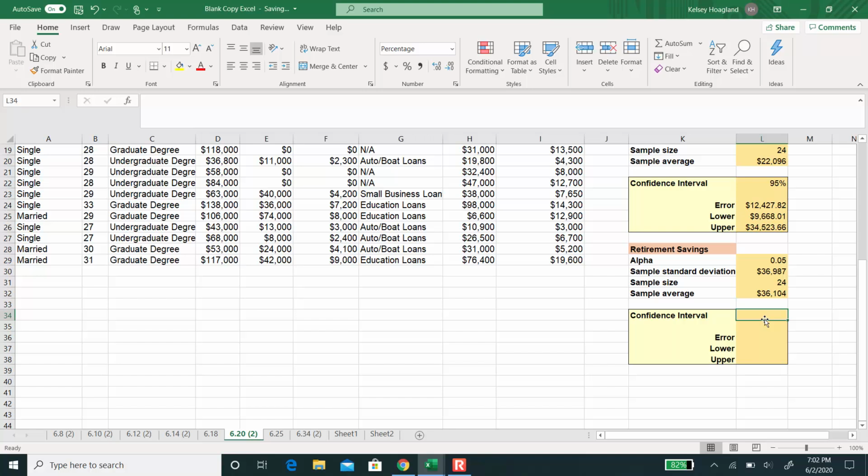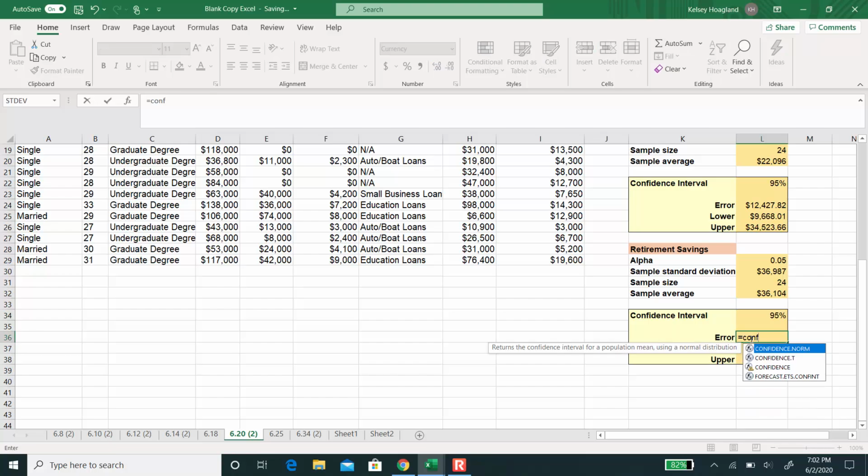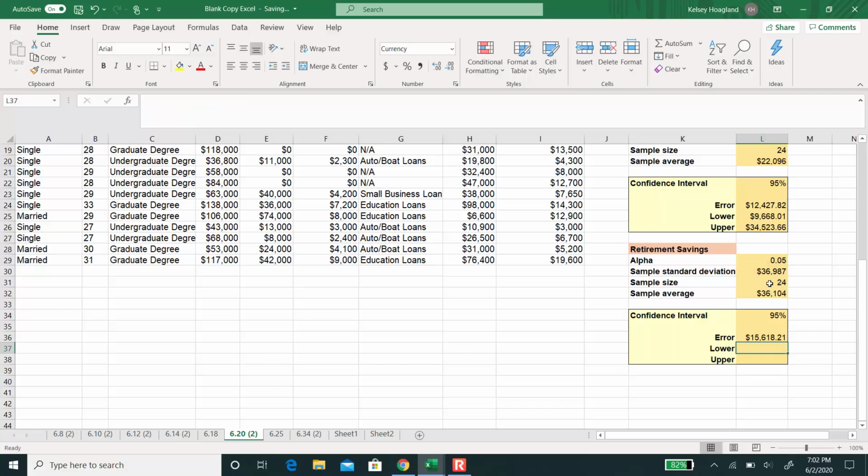The confidence interval, as we knew before, is 95%. Error, we're going to use confidence t, alpha, comma, standard deviation, comma, sample size, close your parentheses, hit enter, $15,000. Now for the lower limit, we take our sample average and we subtract the error. And for the upper limit, take the sample average and add the error. And there is your answer.